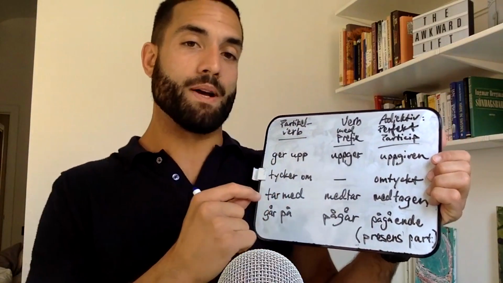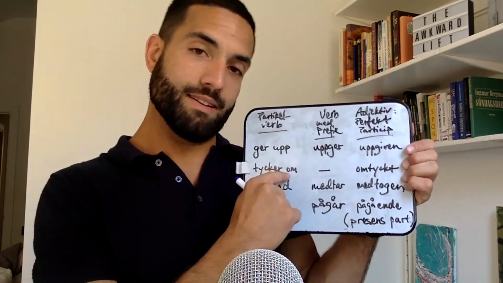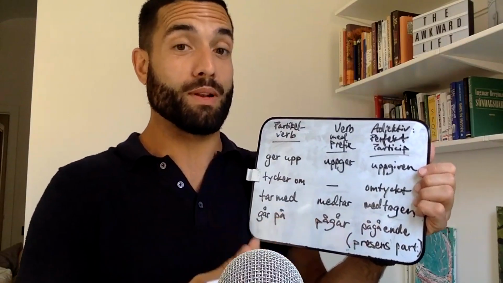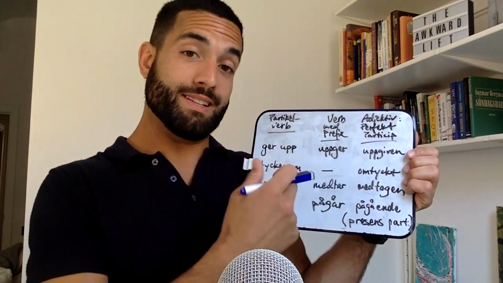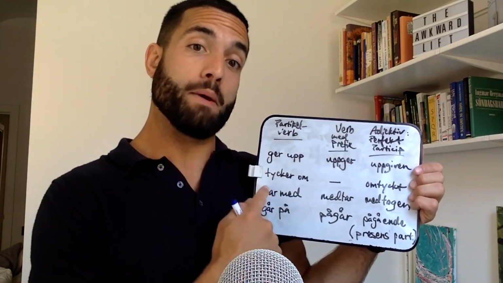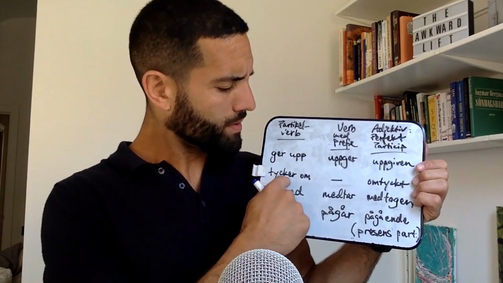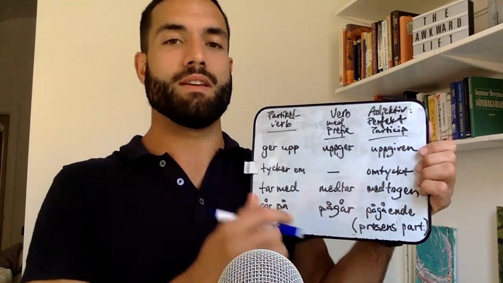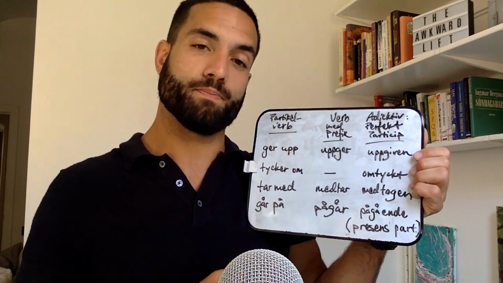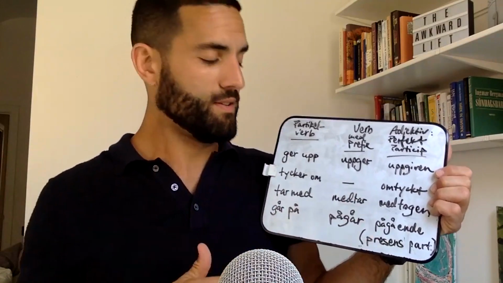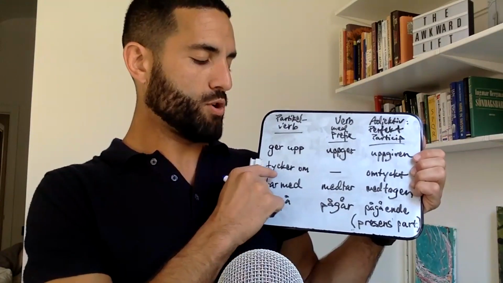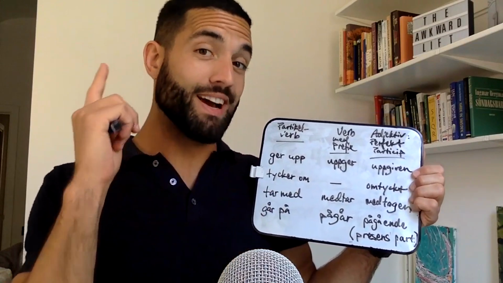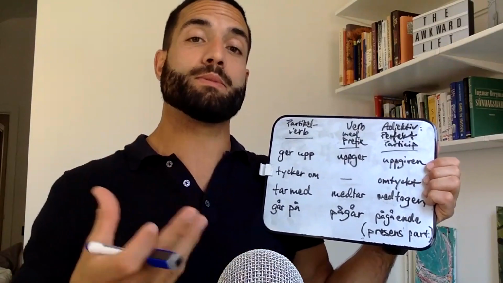But tycker om, you add this preposition om, which means about normally, but now with this, I think or my opinion about something, but normally this is a good, I like something, I have a good opinion about something, unless you say jag tycker inte om, which is I don't like, obviously. So you see, you stress the particle. That's how you can identify the particle verbs in context.